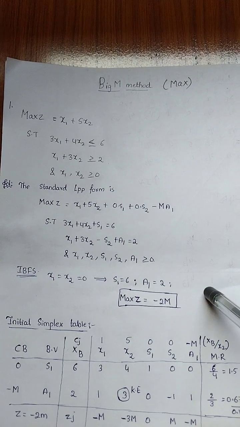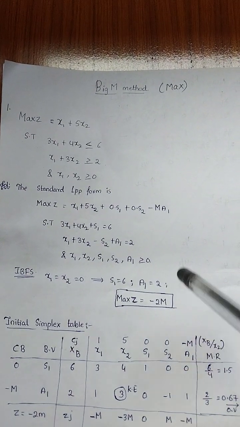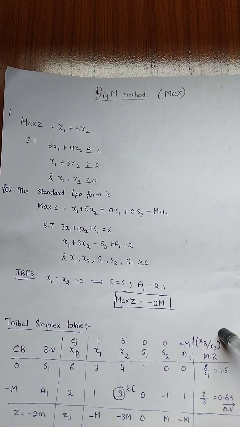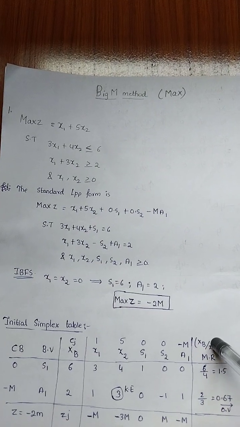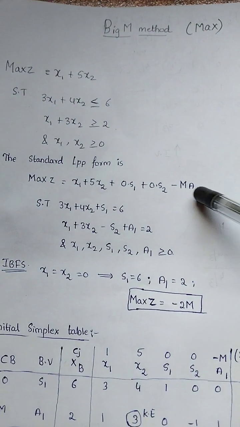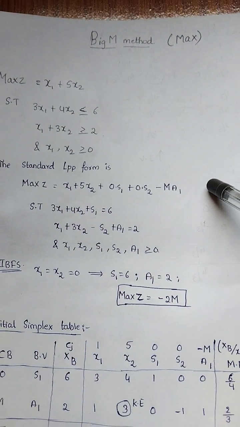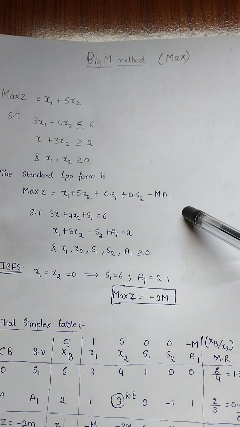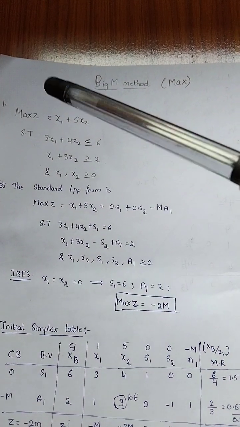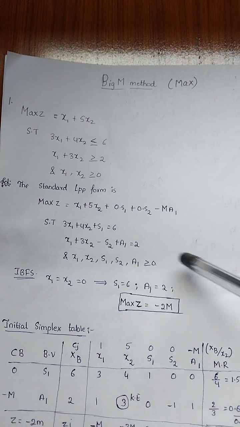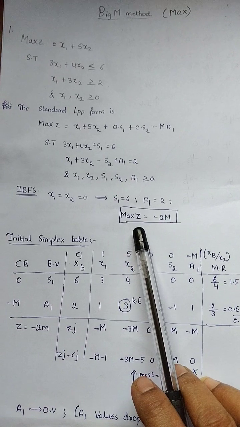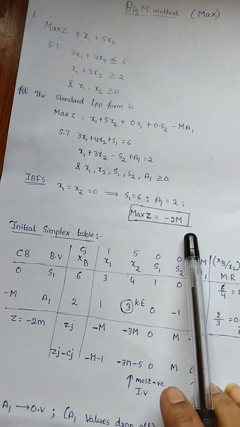In the big M method, when it is a maximization problem, we take the coefficient for a1, the artificial variable introduced, as minus M in the objective function. The slack variables and surplus variables have coefficients of zero, except for the artificial variables. Now, the value of maximum z is nothing but minus 2M.